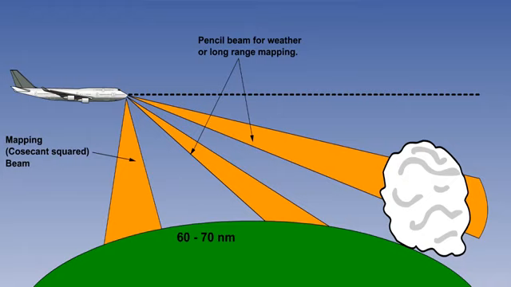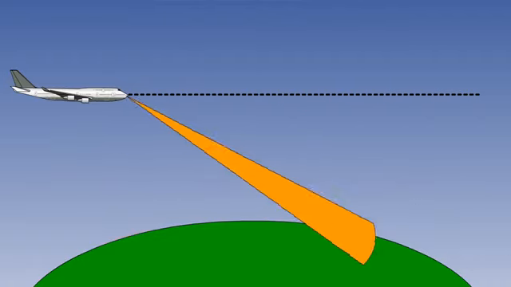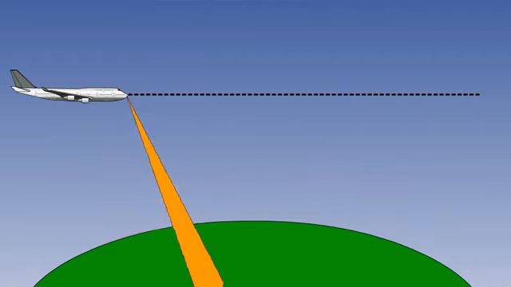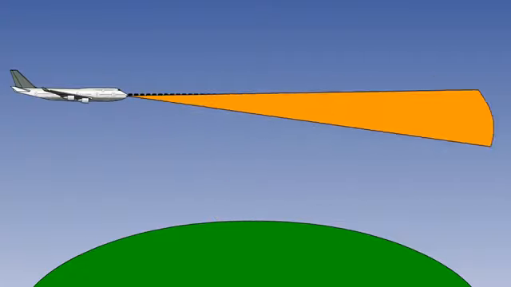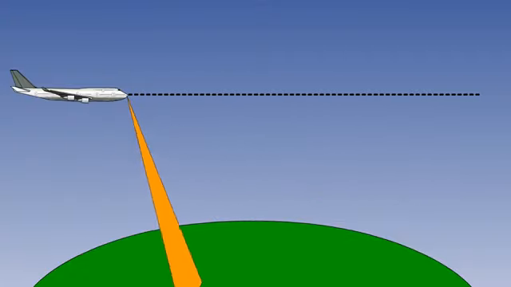In older equipment, two types of beam are produced. The conical or pencil-shaped beam is used for weather and long-range terrain mapping, whilst the cosecant squared or fan-shaped beam is used for short-range terrain mapping, that is, out to 60 to 70 nautical miles. In modern equipment, only one type of beam is used for both functions, and the scanning angle is changed as required.